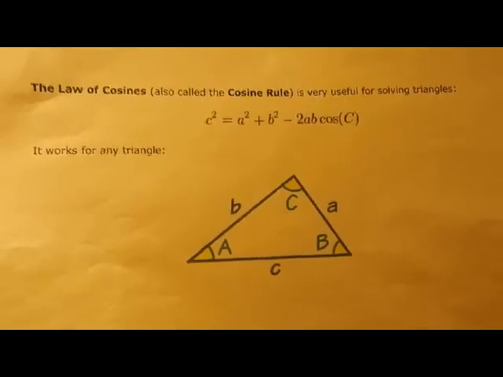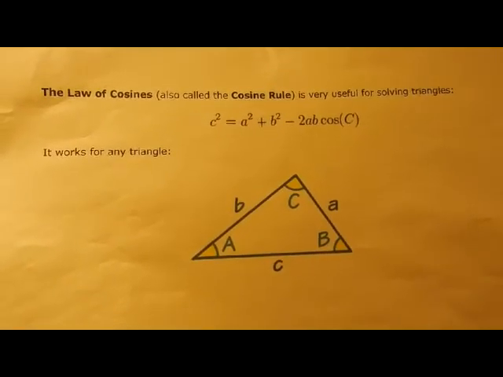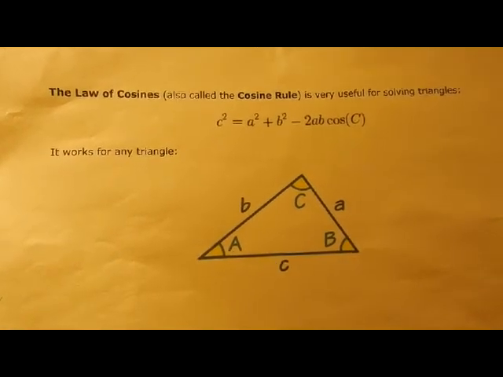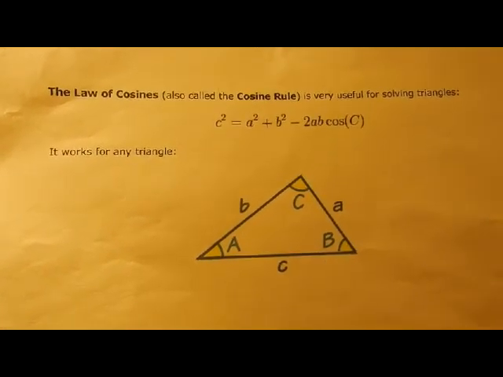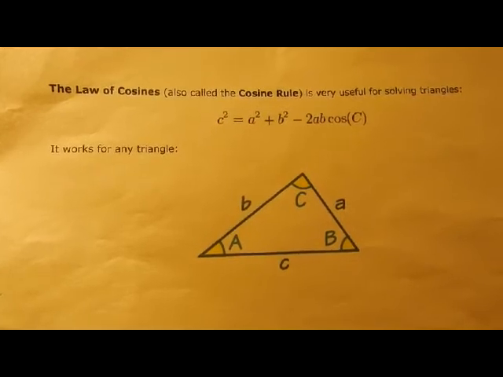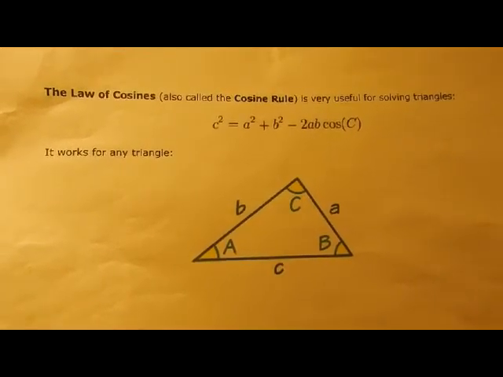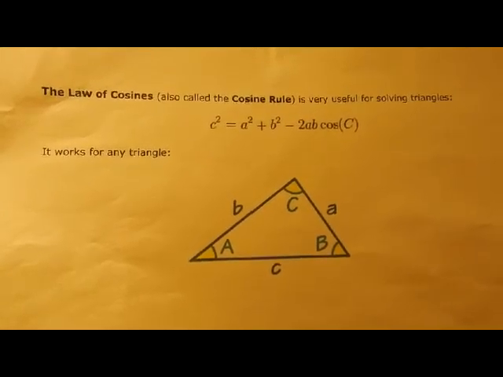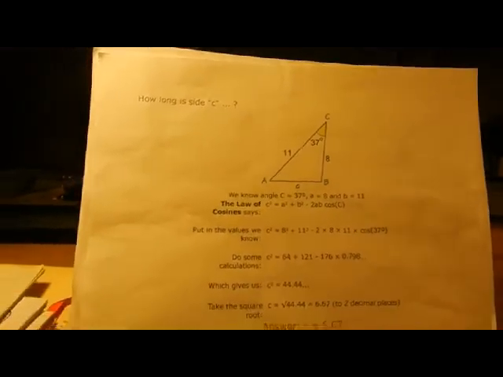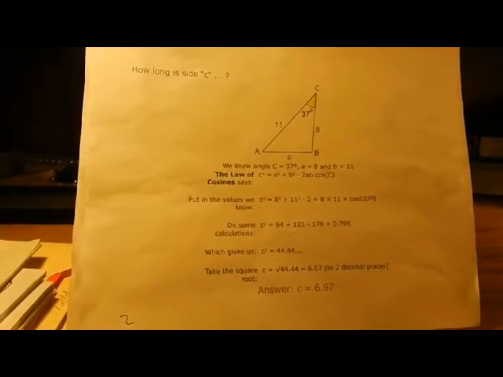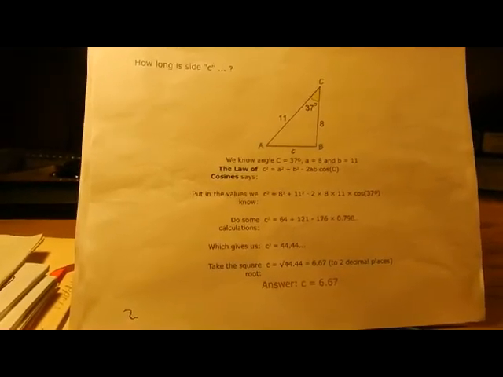Now, can you please explain the law of cosine? The law of cosine is a very useful tool for solving non-right triangles. The formula is c² = a² + b² - 2ab cos C, just like the Pythagorean theorem but with cosine. Each angle and side length is corresponding, so angle C and side length c are the same. Question number 1. How long is side c? Finding the side length, we know angle C equals 37 and a equals 8 and b equals 11.